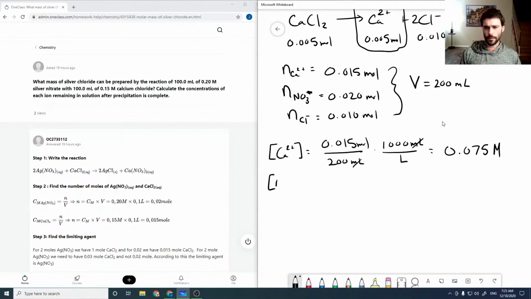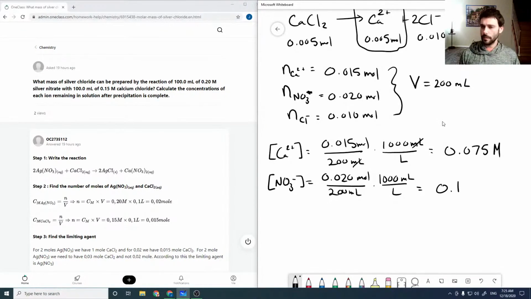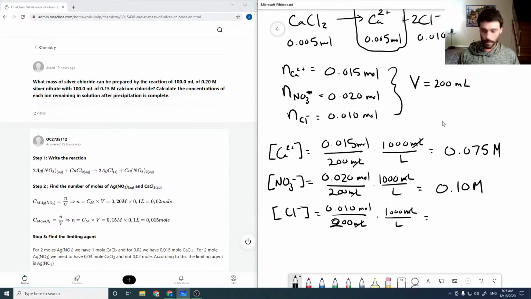Okay, and then our concentration of NO3- is 0.020 moles over 200 mils times our 1 liter per 1,000 mils, which comes out to be 0.1 molar. And our concentration of chloride is calculated in the same way, canceling units everywhere: 0.050 molar. Okay, and so there's our concentration of all our ions left in the solution.